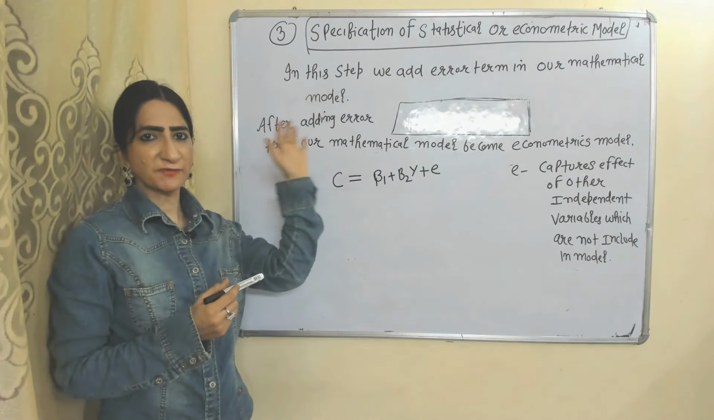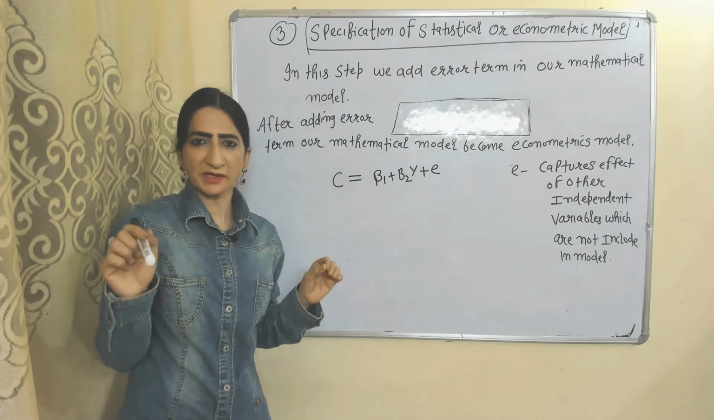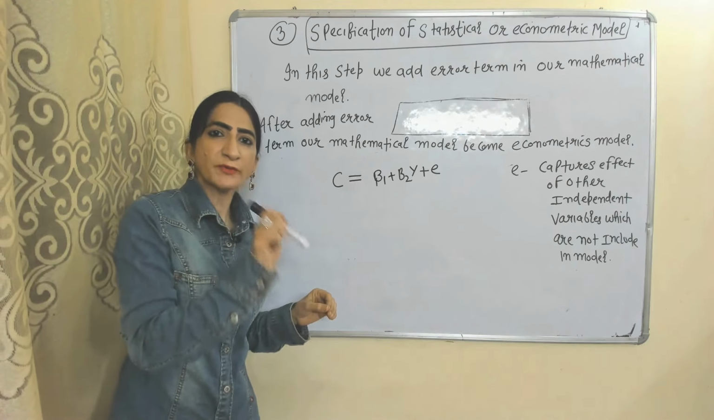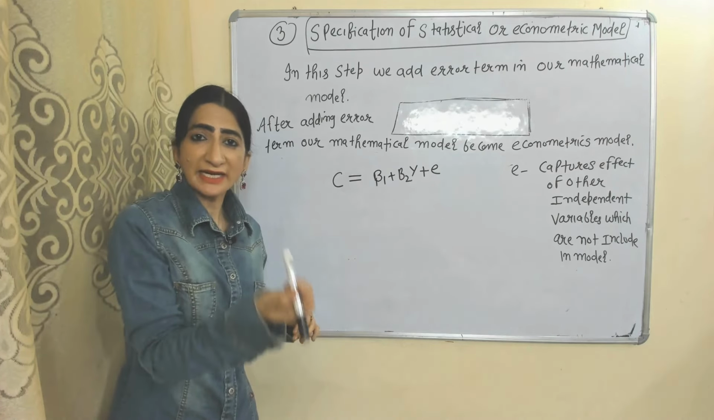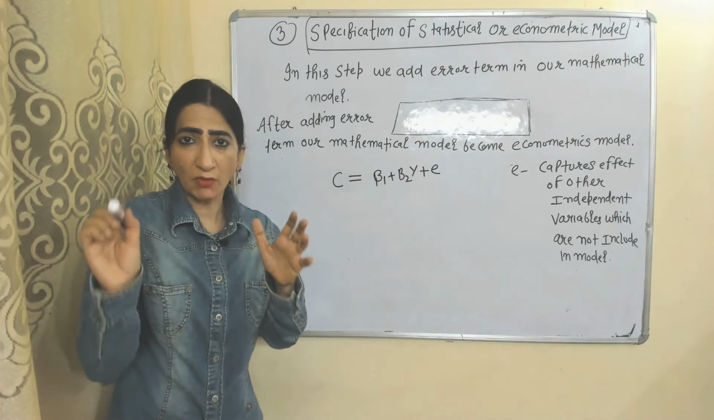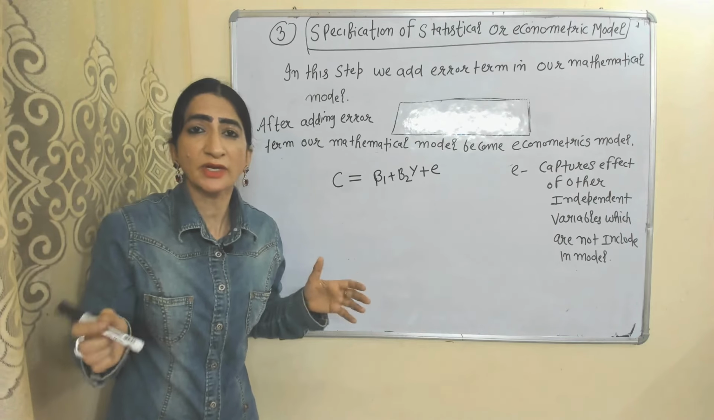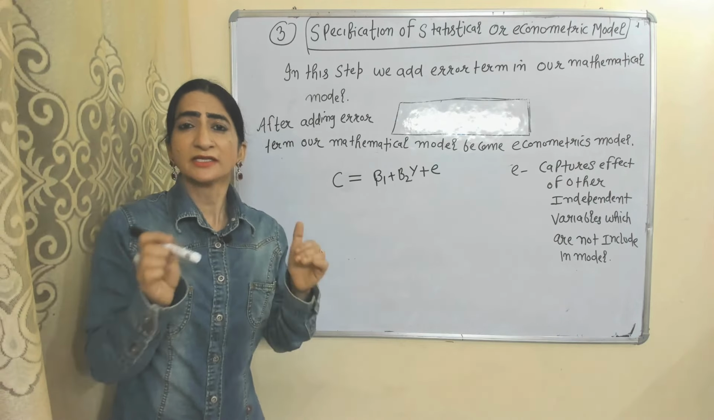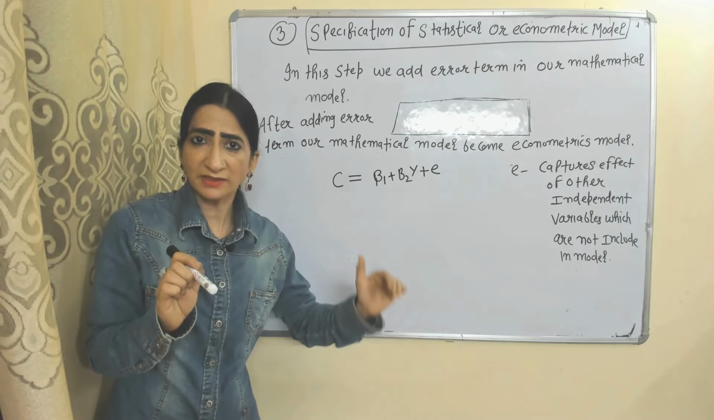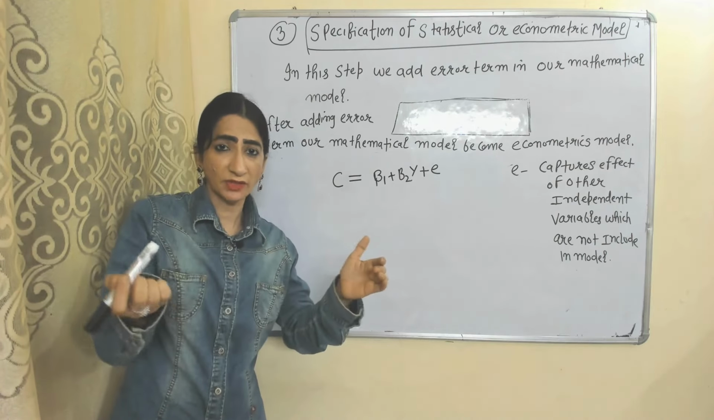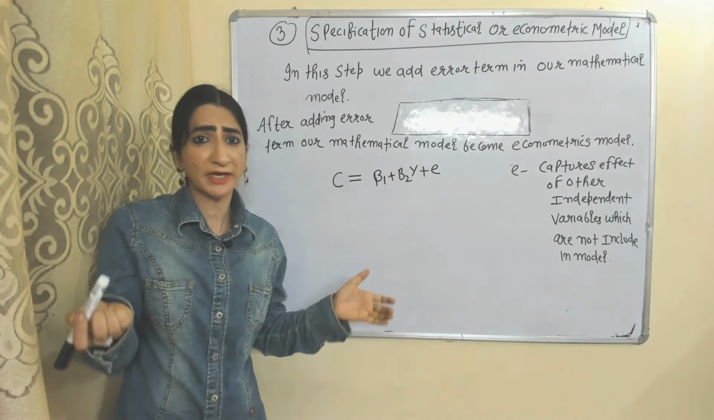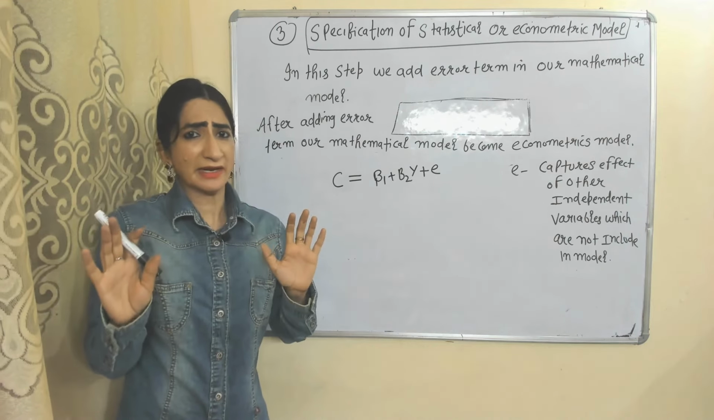Next step, specification of statistical or econometric model. That means now we will add an error term in our mathematical model, and after adding the error term, our model converts into an econometric model. What do you mean by error term?